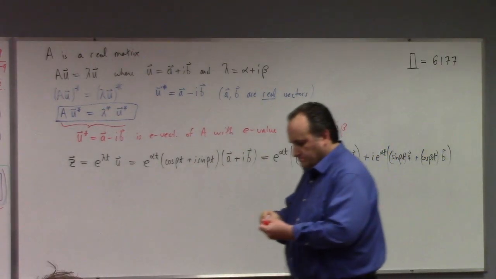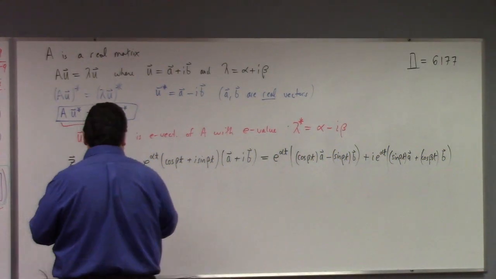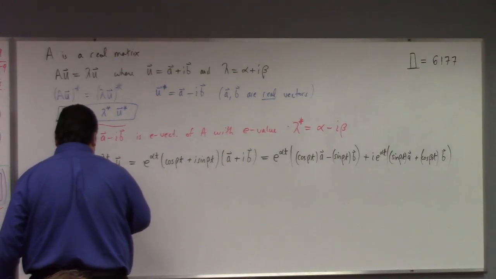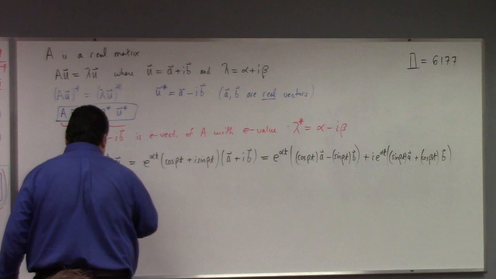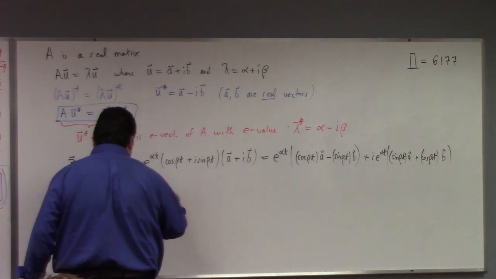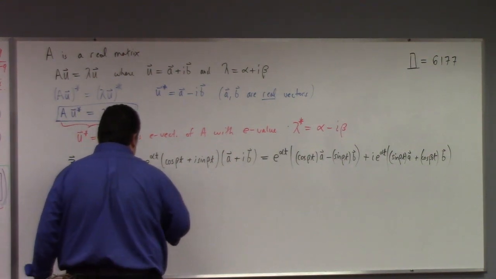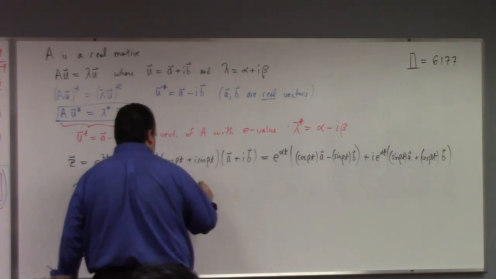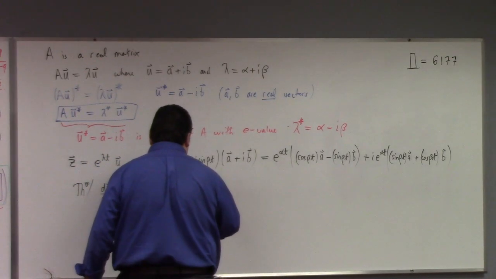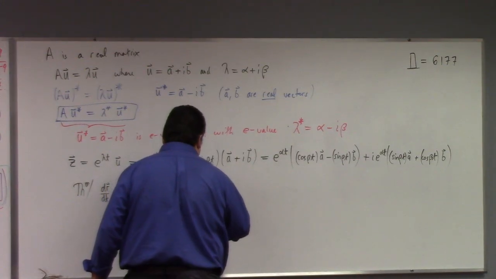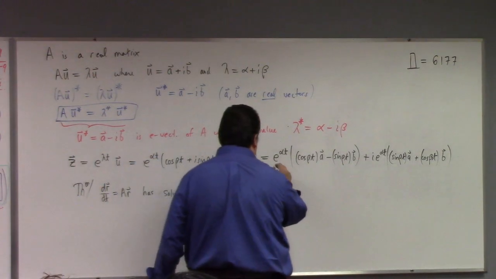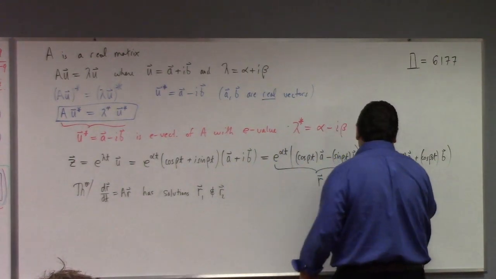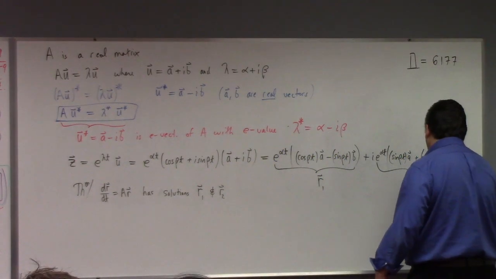And so the theorem is that dr/dt equals Ar has solutions R1 and R2, where this right here is R1, and again, without the i, is R2.